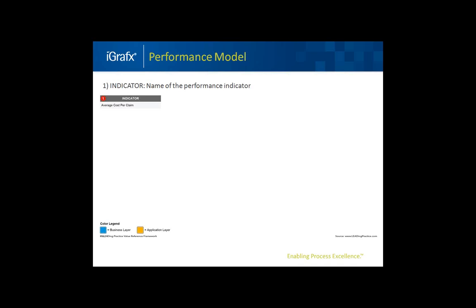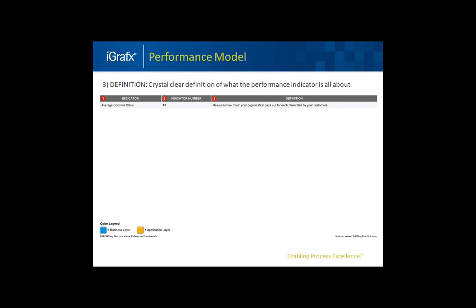And we have done 20 steps for when organizations would be working with this. These 20 steps, let's say, show how you put this all together. So, first step is the indicator, the name of the performance indicator. In our example, it would be average cost per claim. The indicator number you furthermore need. You need the definition, meaning measures how much your organization pays out for each claim filed by your customer.